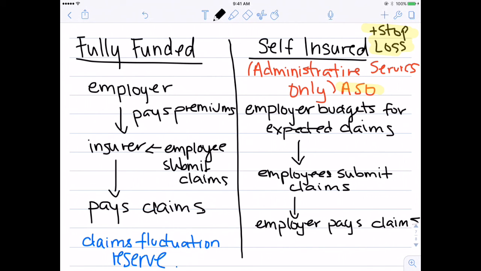When we don't have a claims fluctuation reserve, then we use what's called the non-refund method of accounting. In the non-refund method, claims are going to cause the premiums to fluctuate year over year, and the employer might be dealing with some uncertain costs. And that's not necessarily attractive for employers.